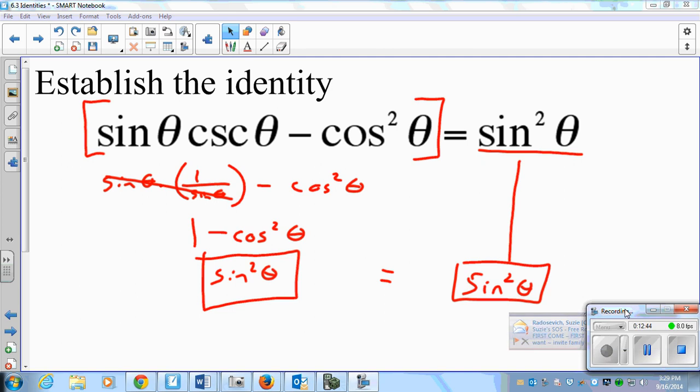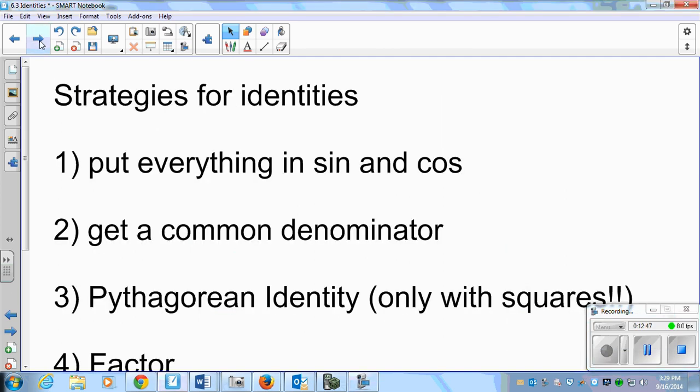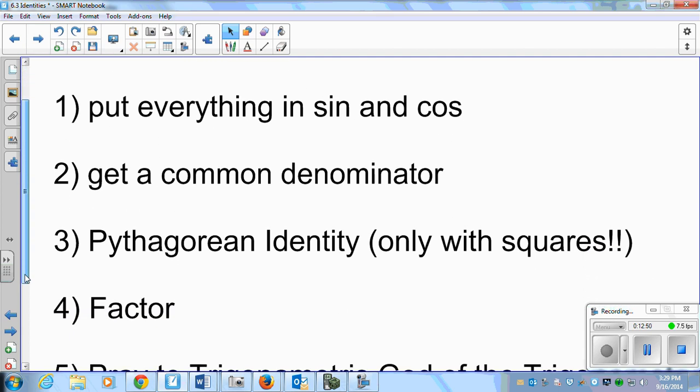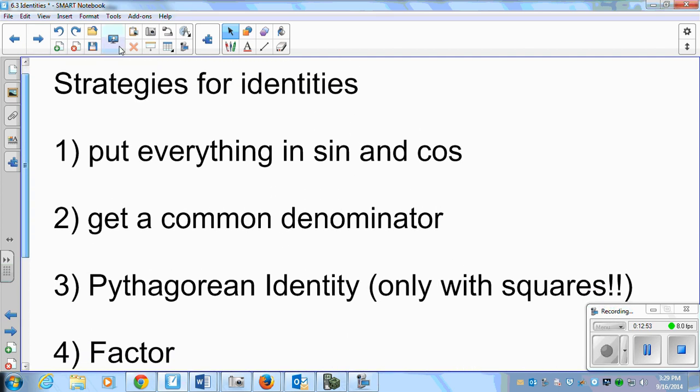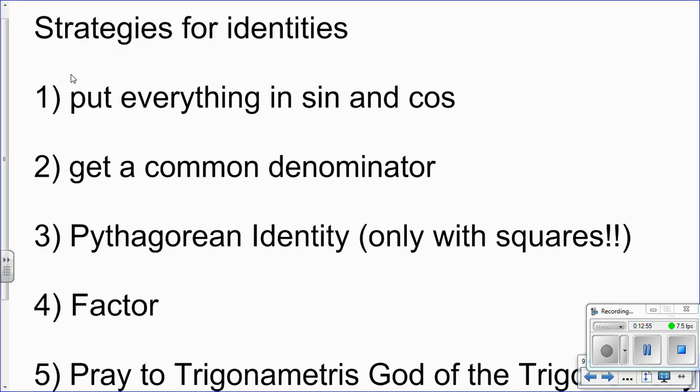So let's look at our next one here. When working through these, remember, these are some of the strategies we want to follow. We want to put everything in terms of sine and cosine, get a common denominator, remember your Pythagorean identities. Remember, only with squares. What we don't have is that sine of theta plus cosine of theta equals 1. It's not true. What we do have is that sine squared theta plus cosine squared theta is equal to 1. And so make sure you're always identifying that that only works with squares.